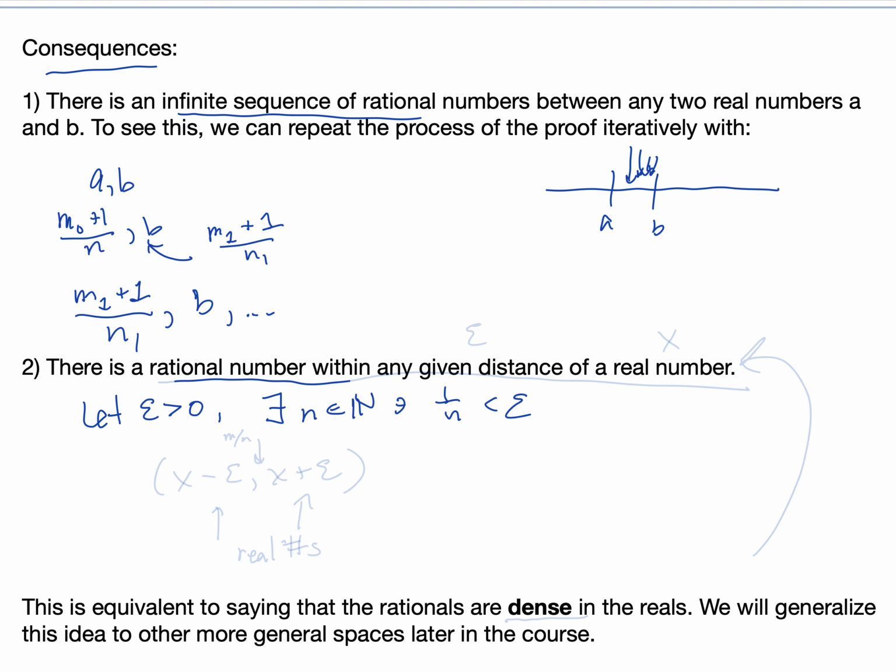So if we want a rational number within any given distance, epsilon, of a real number, let's call it x, we can think about the open interval from x minus epsilon to x plus epsilon, and do the proof above with these two real numbers. There's going to be some rational number, m over n, between them. So there is some rational number within any given distance, epsilon, of any real number x. This property is equivalent to saying that the rationals are dense in the reals, and we're going to generalize this idea to other spaces later on in the course.